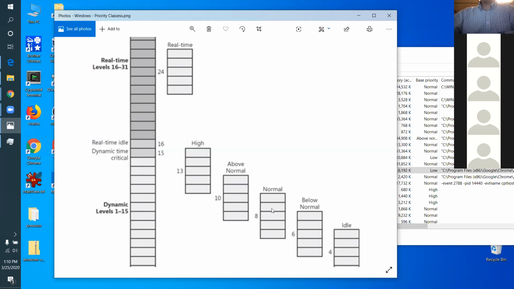I have no idea why Windows did it this way. It's quite a bit different than the Solaris design. The Solaris design is a really classic multi-level feedback queue. This one's a multi-level feedback queue with these bands, and you only shuffle within that band.